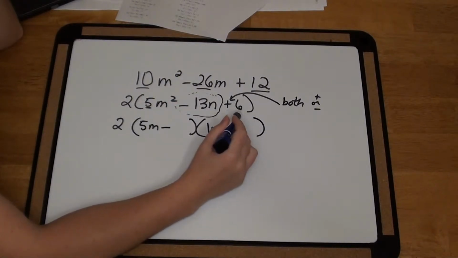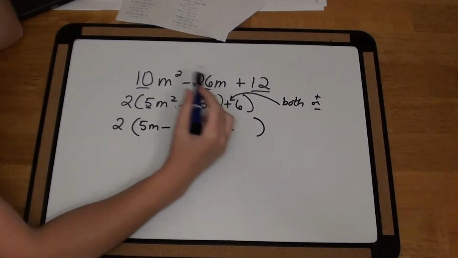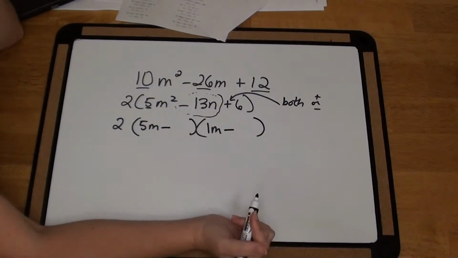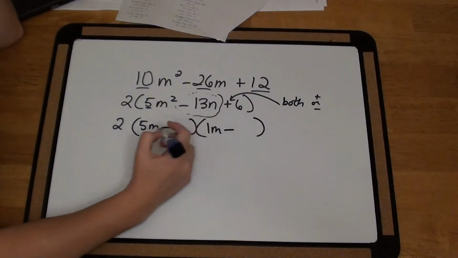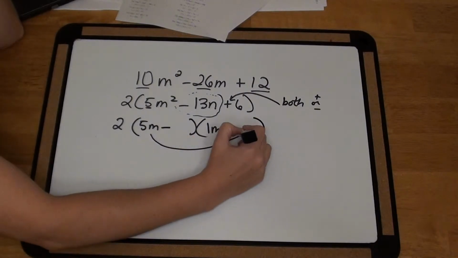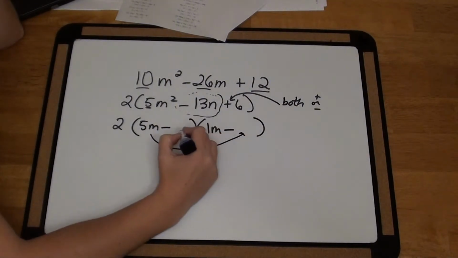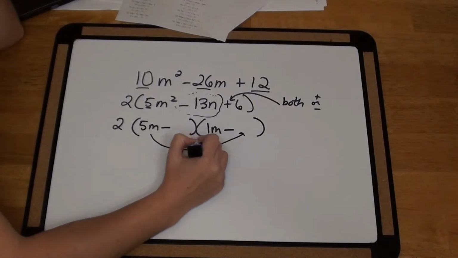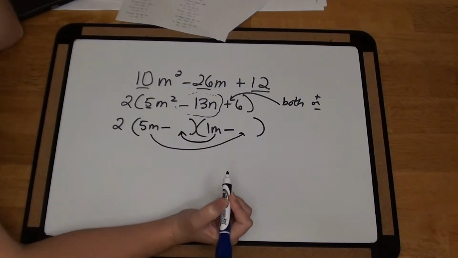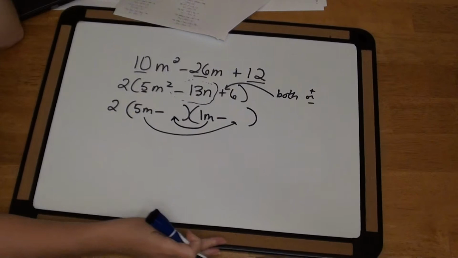And 6, in order to get there, we might have to do some fun things. We know the 5 times this outside is going to give me one piece of the middle term, and this 1 times this unknown will give me the other piece. So let's go through how we would work this.